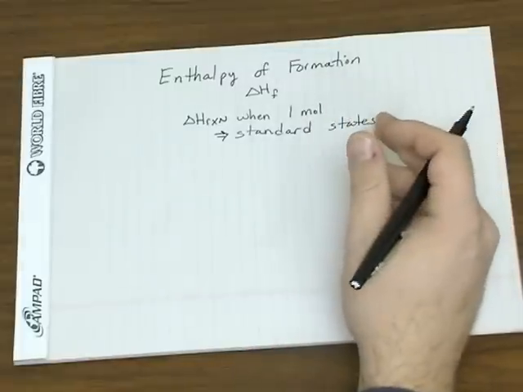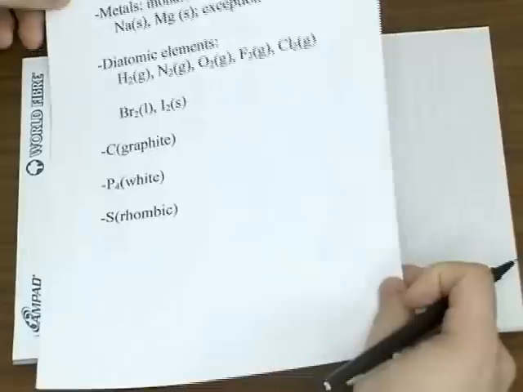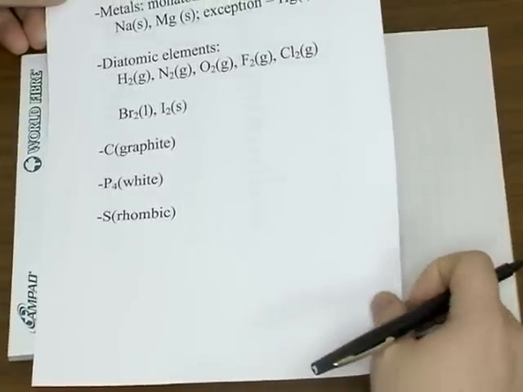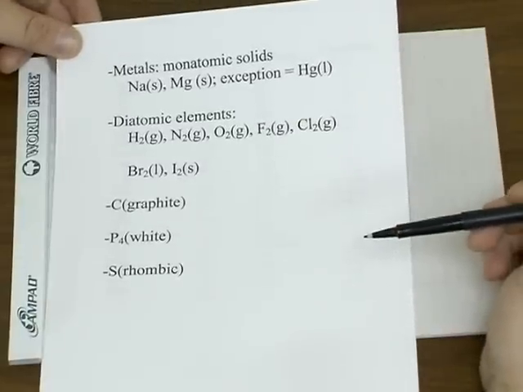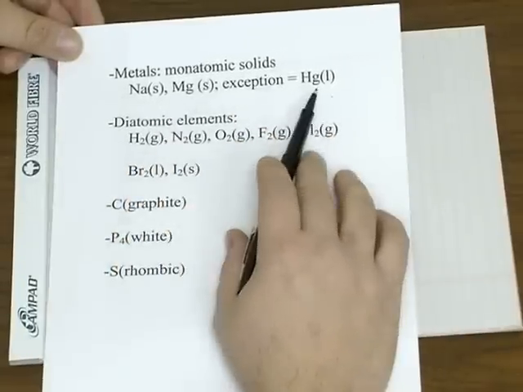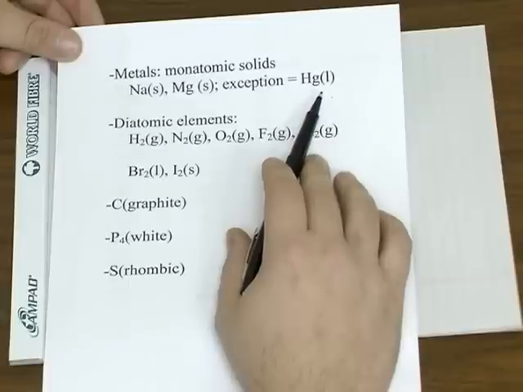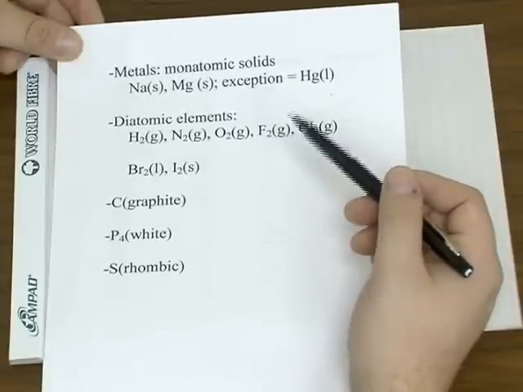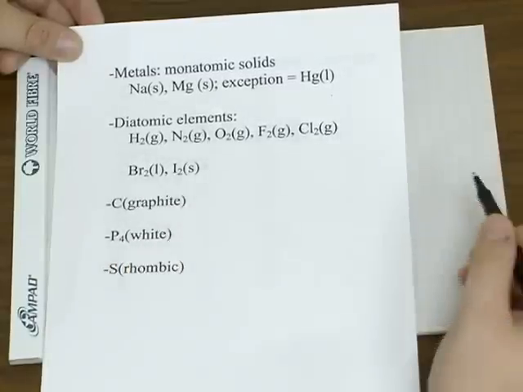And the standard state of an element is its state under normal conditions, which is typically set at 1 atmosphere. So here we have some common standard states for many of the different types of elements. Most metals are monatomic solids, the one exception being mercury, which is a liquid under normal conditions. The 7 diatomic elements that you're familiar with, most of those are gases, except bromine and iodine, which are a liquid and solid, respectively.